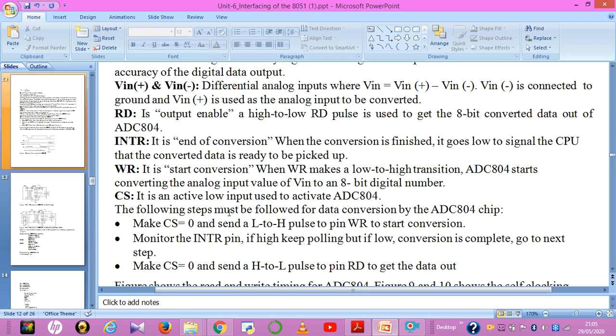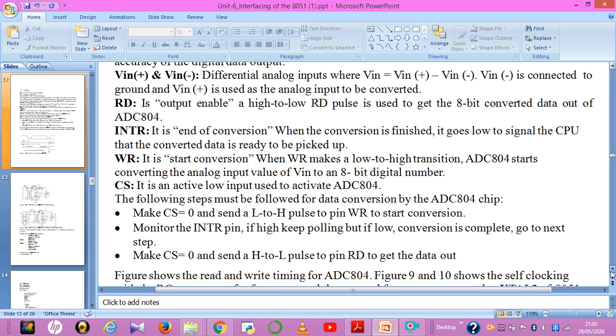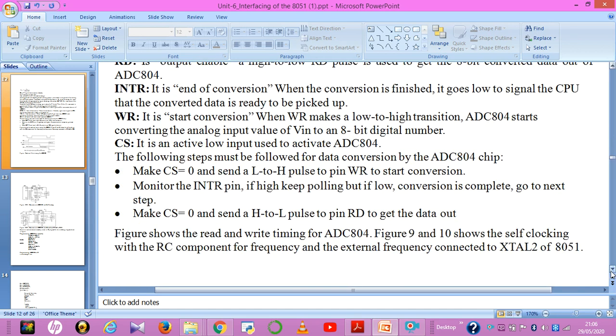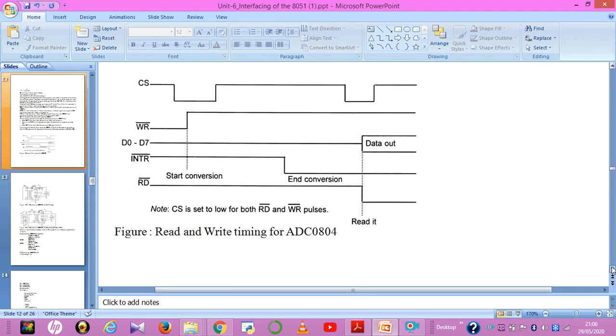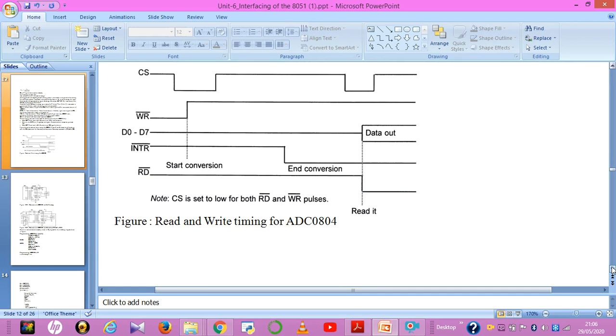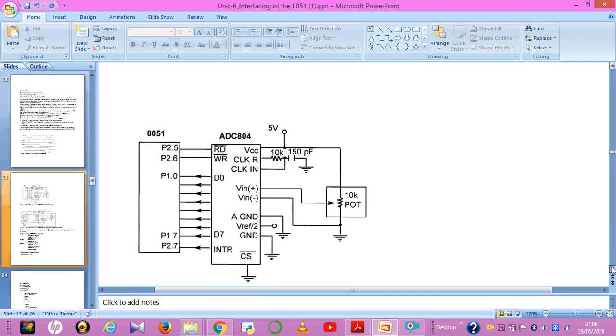Again, the same steps I have written here show how data conversion happens in the 0804 chip. Whatever is written in words, I have made into points here, so you can see how to start the conversion and how to end it. Understand these steps and follow them. In the exams, you have to write these steps. You can see the timing diagrams, but it is not necessary to draw them in the exams. You can write the steps.